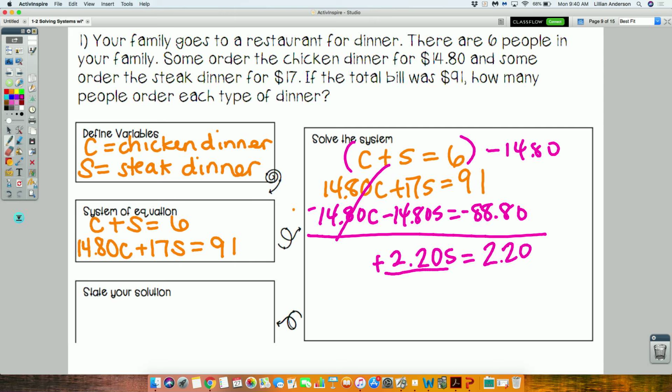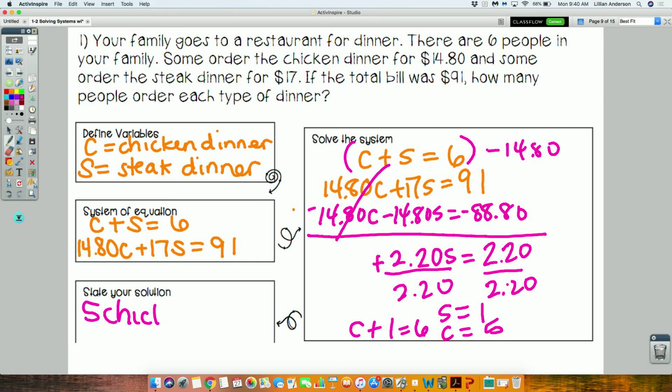2.20. So then you divide it by 2.20, and that's how you end up with S equaling 1. And when you go to plug it back into the original, C plus 1 equals 6, so C had to be 5. So we write that as our solution. That's 5 chicken dinners and 1 steak dinner. How are these?